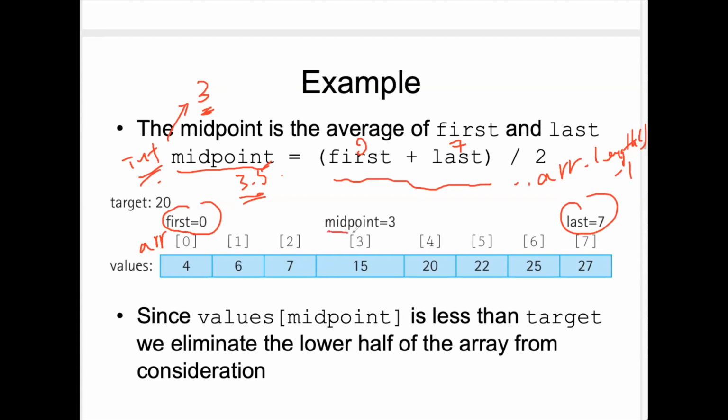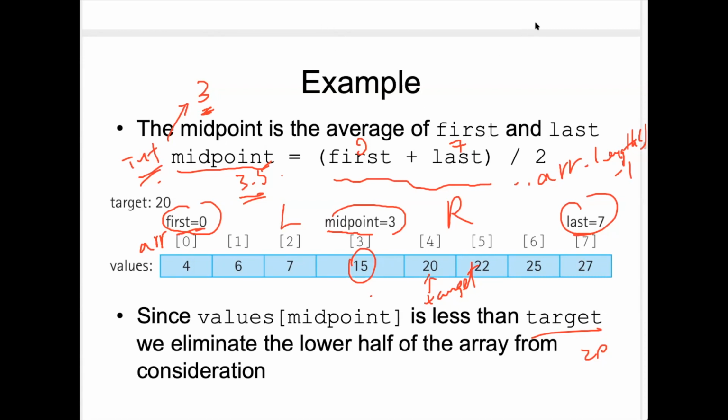Once you find out what the midpoint index is, you basically get a value out of it, and you see whether this value is greater than or less than the target. Depending on whether your target lands on the left side or the right side, you can continue the same approach by resetting your first or resetting your last. Continue the same search mechanism in place.